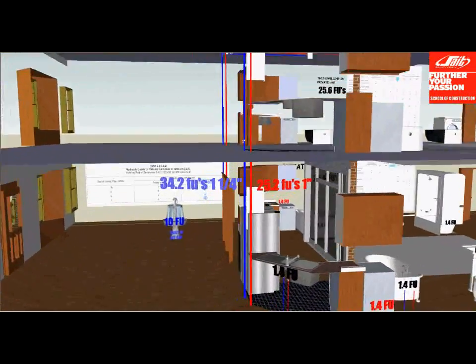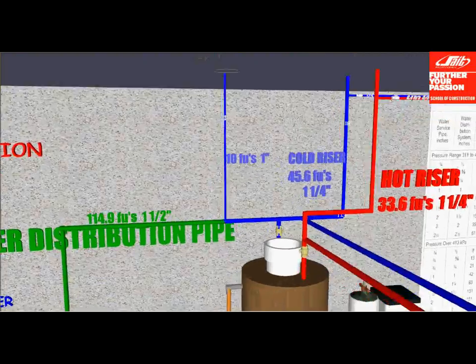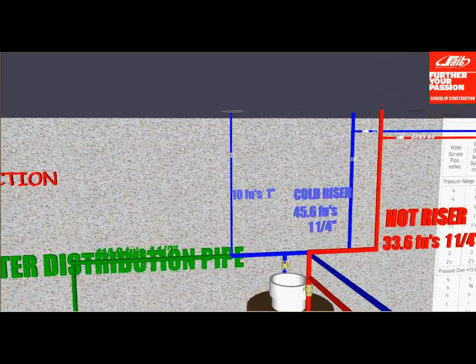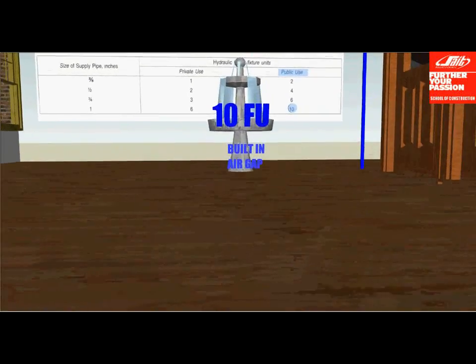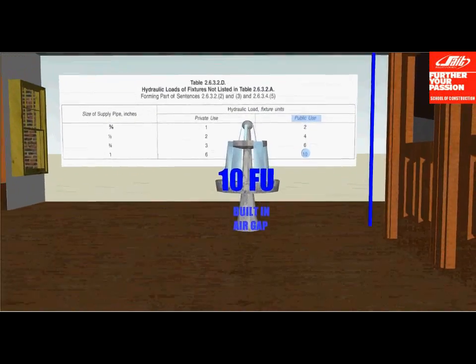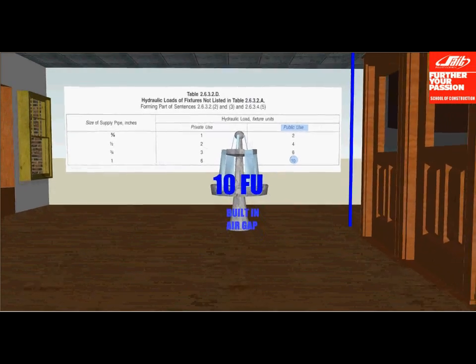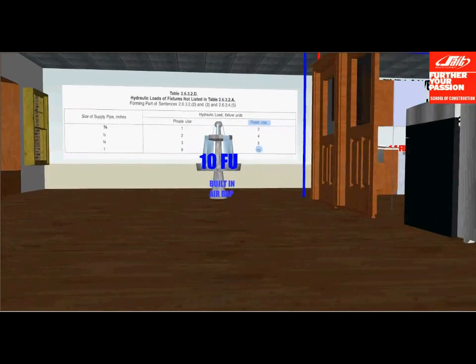We will first locate the display fountain in the foyer. Notice how it has a 1-inch cold branch as well as an air gap built into it. Open up your code book to table 2632D to find the correct fixture unit load of 10 fixture units for this fountain.